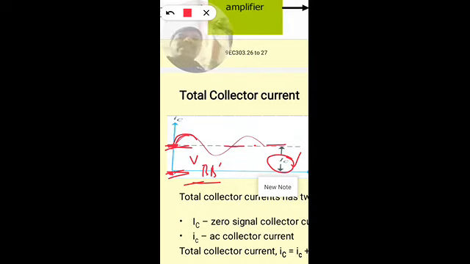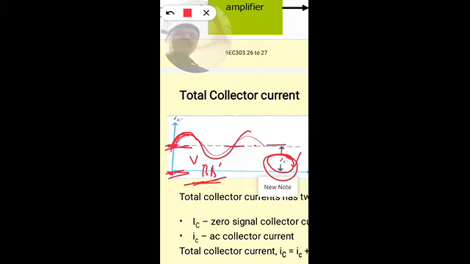That is called the zero signal collector current, because the signal to be amplified is not applied, so we have a current in the circuit because of the biasing voltage. So this is called the DC collector current because of the biasing voltage VBB. And when the signal to be amplified is applied, that signal is varying above and below this DC value of the collector current.